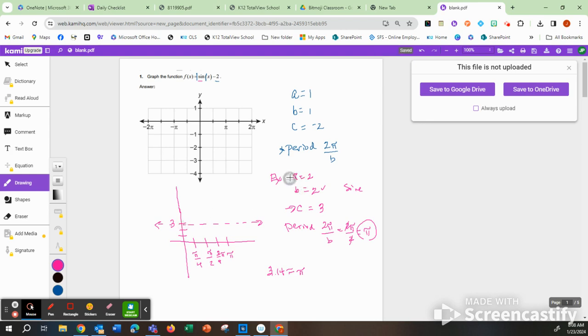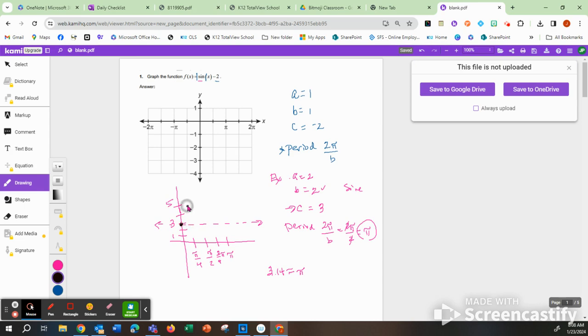My A value is 2, so that means I'm going to be going up 2. So my max will be at 5. I'm going to be going down 2, and my min will be at 1. Since this is sine, we're going to start on the midline. A is positive, so I'm going to reach my maximum before I reach my minimum.